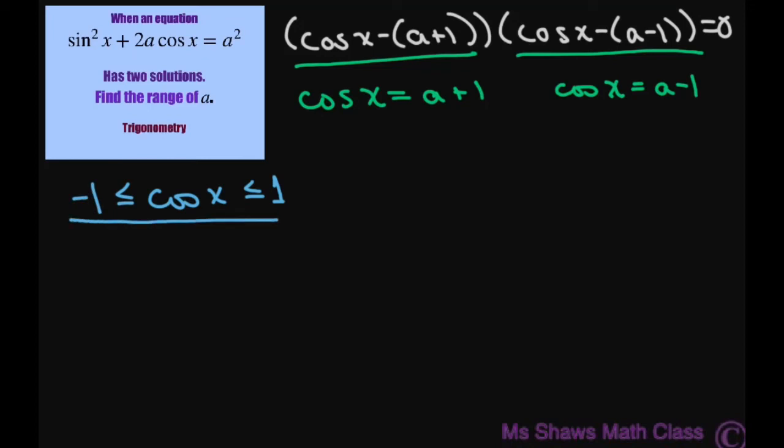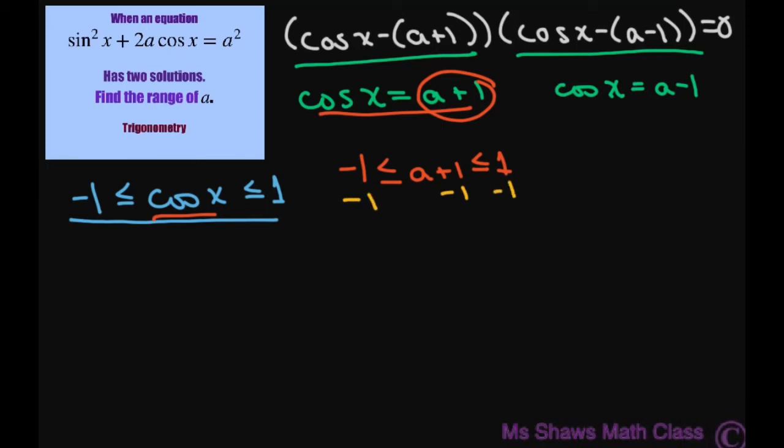So, for this one, let's use substitution. Negative 1 is less than or equal to my cosine of x, which is a plus 1, and that's less than or equal to 1. We're going to subtract 1 from each term, and we get negative 2 is less than or equal to a, which is less than or equal to 0.